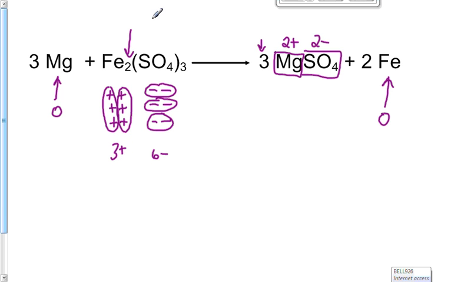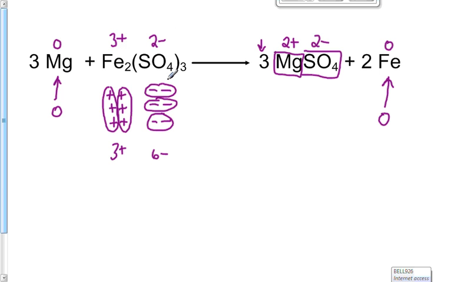for a total of 6 plus overall. Okay, so this kind of work is pretty important because it allows us to figure out what charges we have. And once we figure out what charges we have, we can start writing out our half reactions. 2 minus, this one is 0, 0.